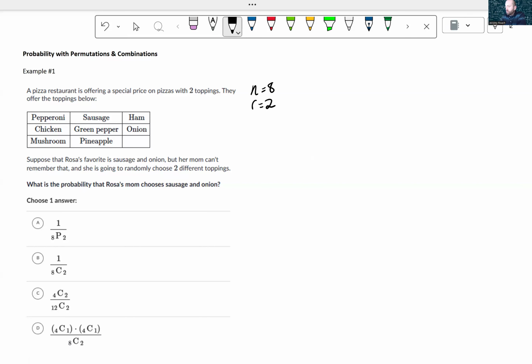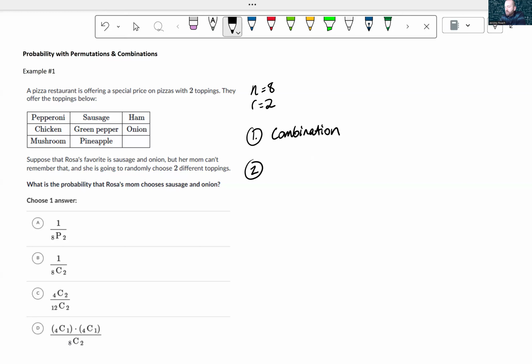But our first question is, is this a combination or a permutation? If we're talking about toppings on a pizza, the order should not matter because they're just pizza toppings. It doesn't matter what order you put them on the pizza. They're going to be on the pizza regardless of the order. So this one is a combination. Say order does not matter.